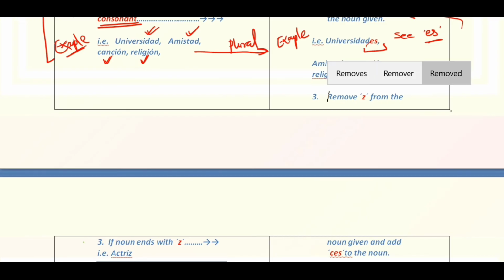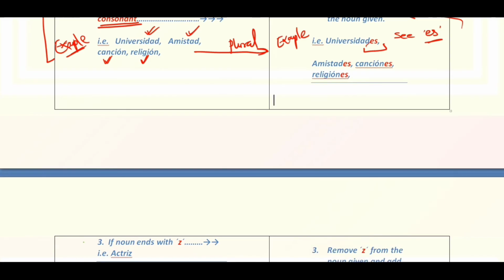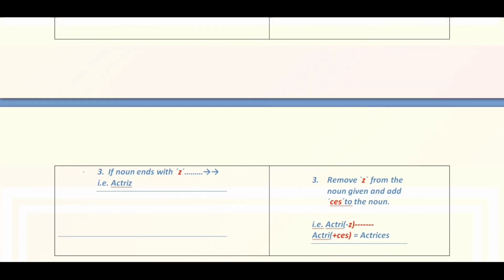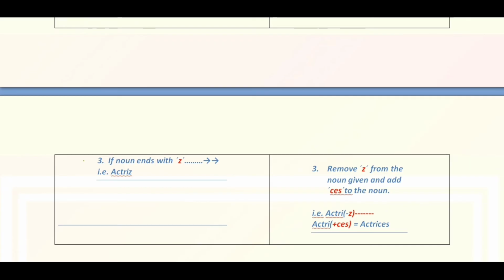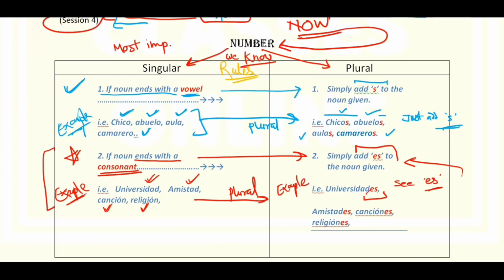Now point number 3, third rule. This I'm arranging. Wait a minute. Yeah, third point. This is, if any noun is ending with z. You can read it. If a noun ends with a z, what do we have to do? I've written one example here: actriz. There is a difference in this change.